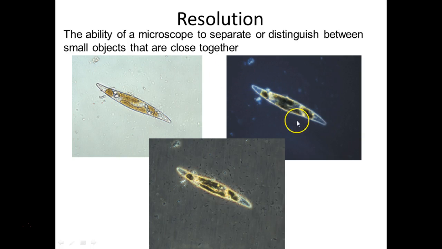This is dark field microscopy where the light is shined at an angle. So the background, as you can see, is dark, but the organism itself is illuminated, right? You can see how it's kind of glowing.